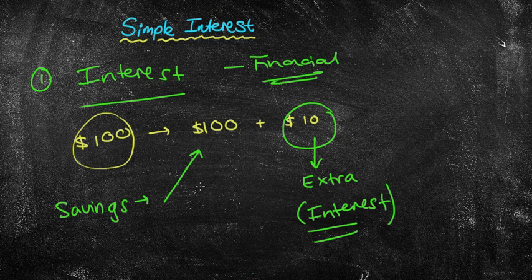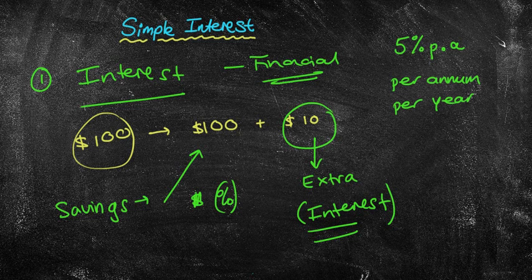Now, usually interest is calculated as a percentage of the amount that you're lending or investing. Usually they have it as a percentage per annum, for example, 5% per annum. If you're not sure what per annum refers to, that simply means per year. So when we're talking about simple interest, it's calculating 5% of the money that you're investing, and that's going to be the return at the end of the year.